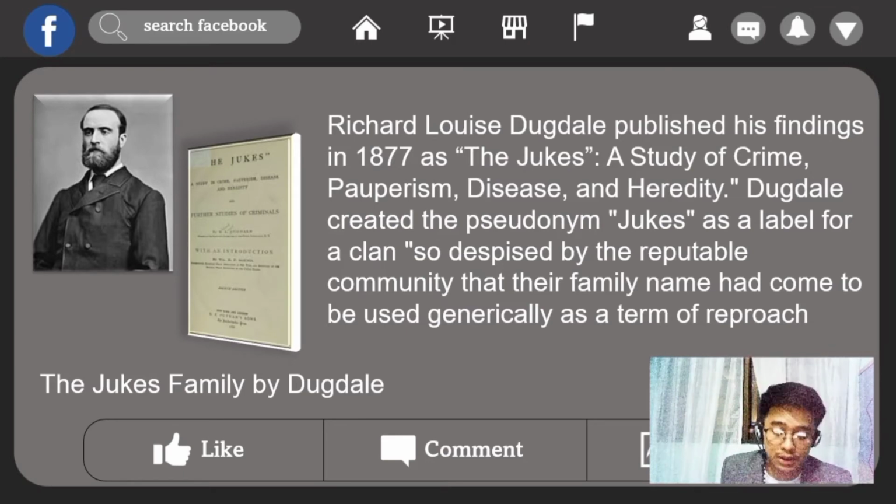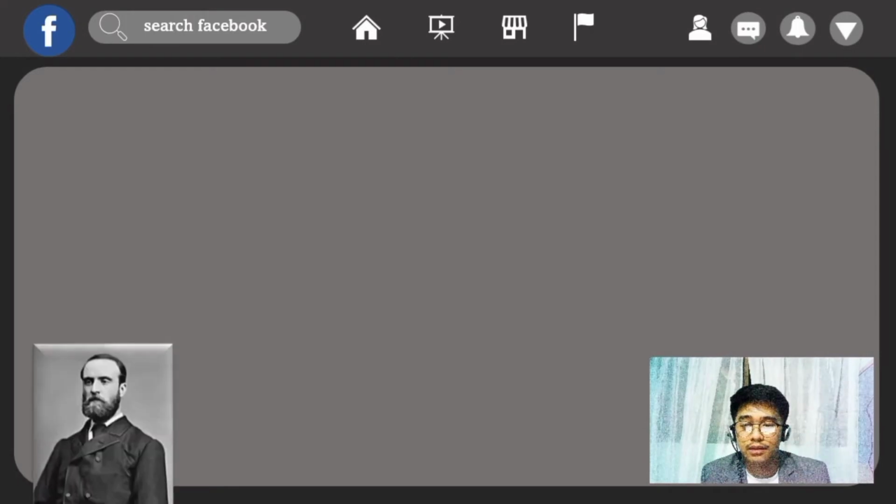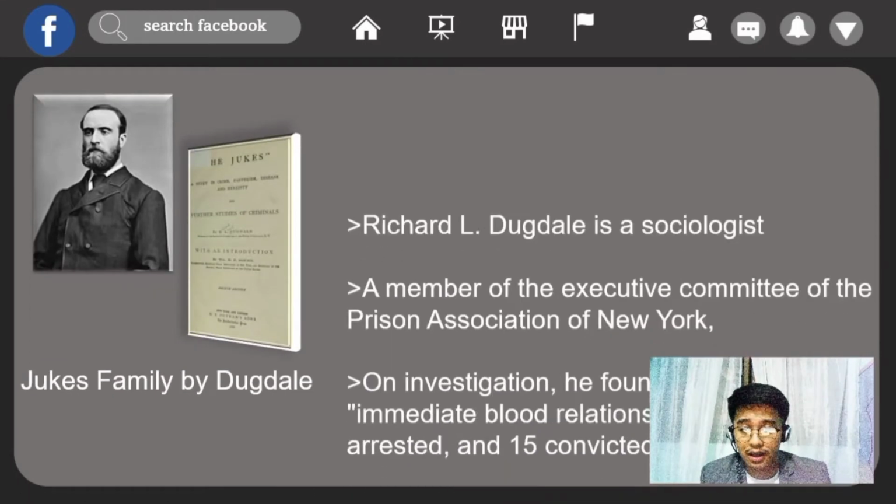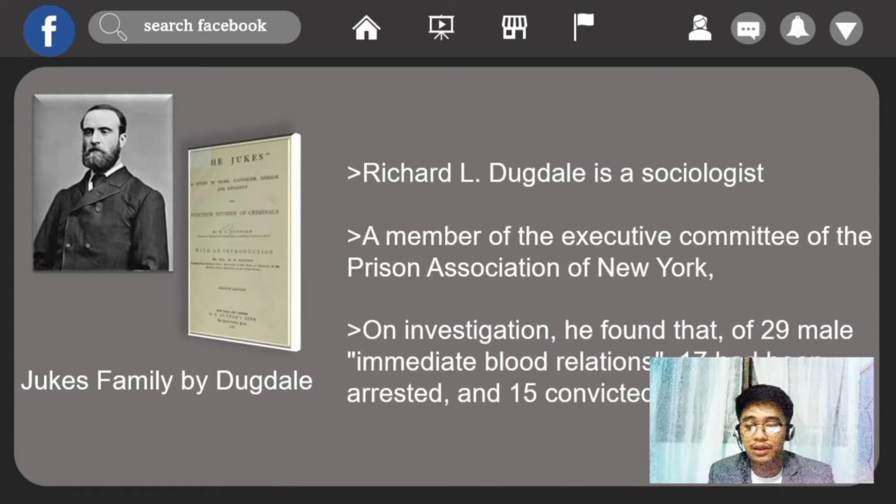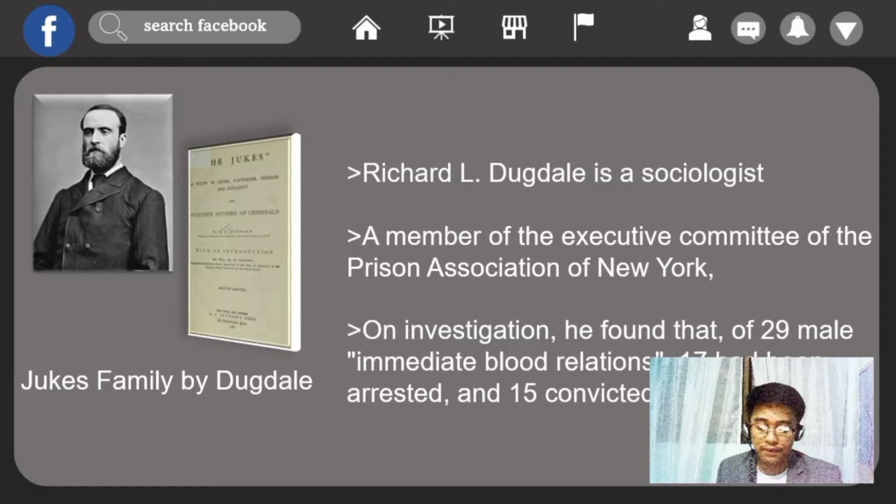So, by the way, who is Richard Louis Dugdale? Richard L. Dugdale is a sociologist and a member of the Executive Committee of the Prison Association of New York. He studied the records of inmates of the 13 county jails in New York State, as well as poorhouses and courts. While researching the Jukes family ancestry in an effort to find the basis for their criminality, he found that of 29 male immediate blood relations, 17 had been arrested and 15 convicted of crime.